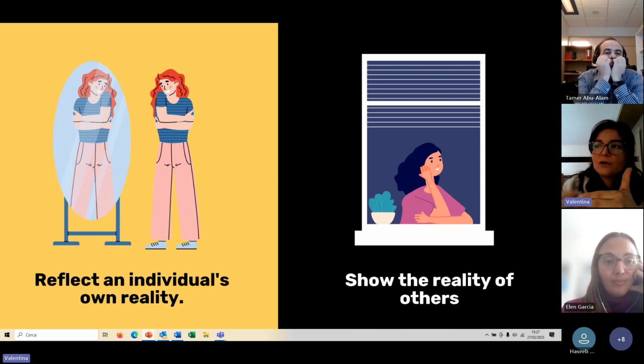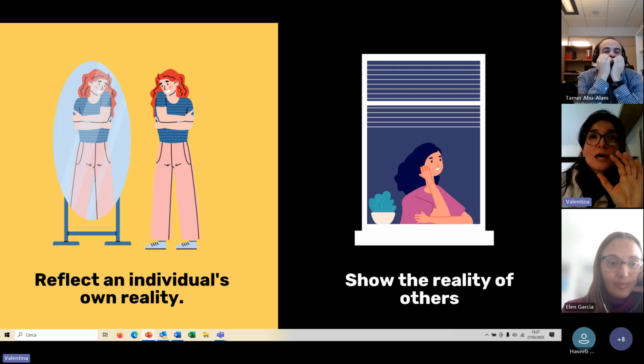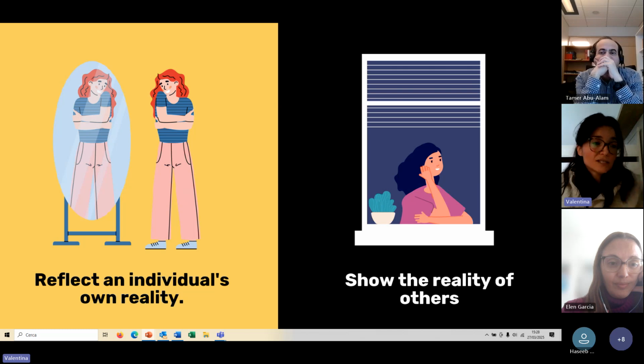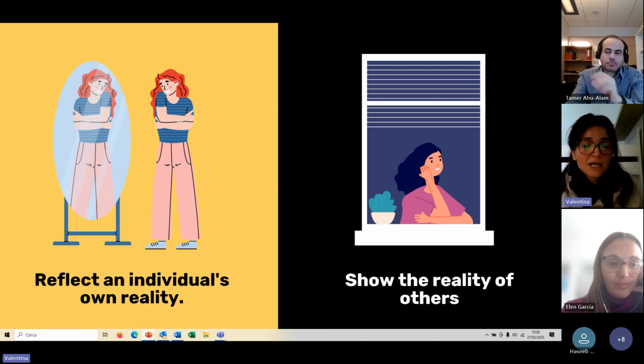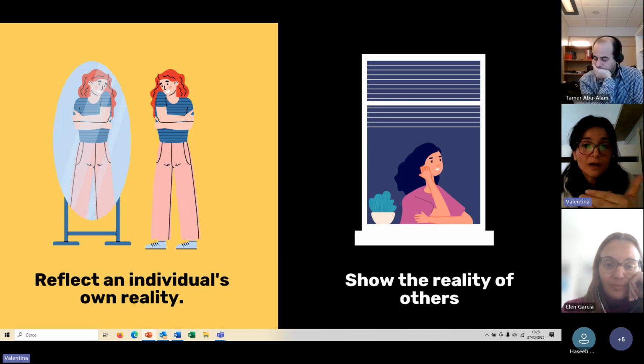For example, you can tell the story about a specific kind of disability from two different perspectives. You can just tell the story from your perspective, telling the story of deaf people, or people with some disability, or you can make it more inclusive, and try to look at the story from his or her perspective. So just look at the reality of others through a window.